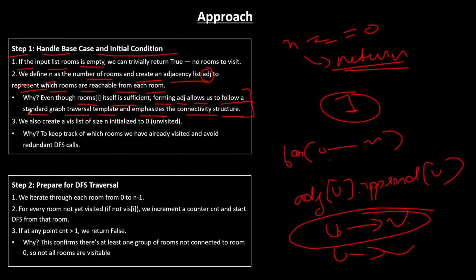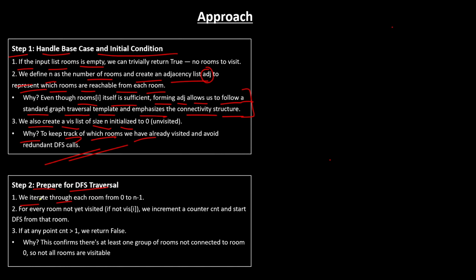And we also create a visited list of size n initialized to 0, which means unvisited. Basically, we will create a visited array or list and initialize everything to 0, which means none of the nodes have been visited till now. That's to keep track of each room we have already visited. That's all. Now, in step 2, as I said, we iterate through each room from 0 to n minus 1.